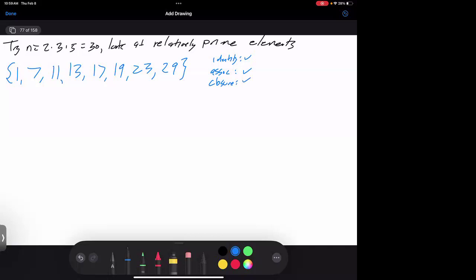Now, as was remarked, the halfway point is 15, right? So I can write this as 1, 7, 11, 13. And then on this side, this is 30 minus 1, 30 minus 7, 30 minus 11, 30 minus 13. And so if I can find the inverse of 7, I should be able to find the inverse of 30 minus 7 without too much trouble. So again, part of this is just to try to make my life easier, or your life easier if I'm passing the work on to you. Let's try to find inverses.